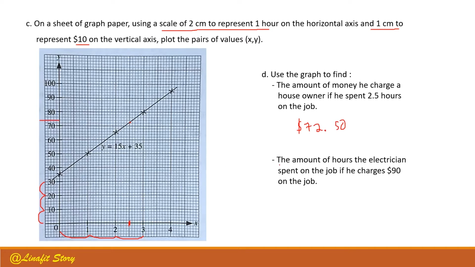And then the last one. Find the amount of hours the electrician spent on the job if he charges $90 on the job. $90 is here. You may use a ruler. So from the graph, the number of hours that the electrician spent on the job is 3.6 plus or minus 0.1 hours.